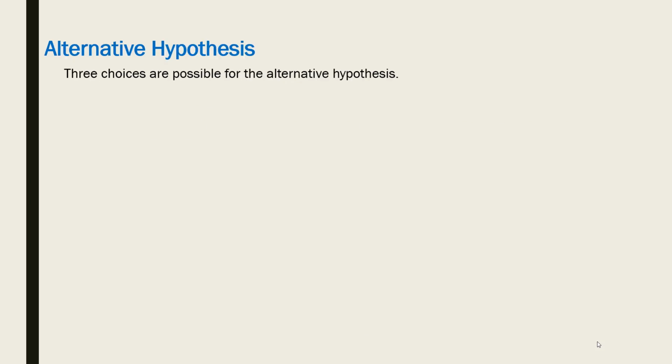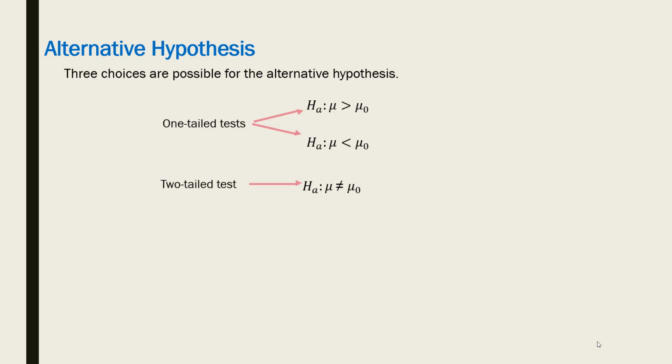Three choices are possible for the alternative hypothesis, as I explained before. So this: mu greater than mu naught, mu less than mu naught, mu not equal to mu naught. Again, as an example, I can use mu less than 9, or I can say mu not equal to 10. So mu naught is a number. So you see the first and second one, greater than and less than, we call one tail test. But the next one we call two tail test. Okay, one tail and two tail test.